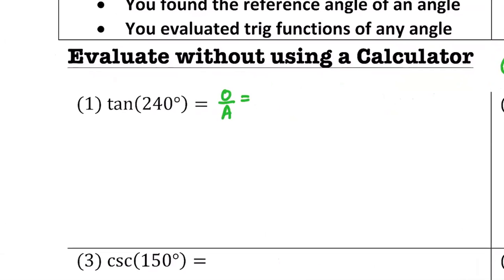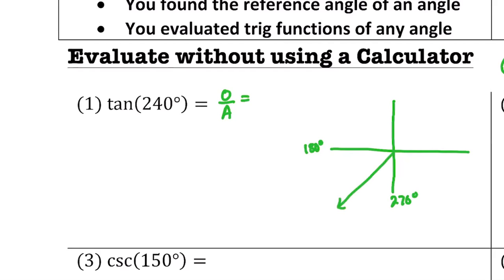So let's start by drawing a picture and seeing what we have to work with. Let's start by finding 240 degrees on my graph. So let's see, 180 I know would be halfway around, 270 would be 3/4 of the way around. So if I'm working with 240 degrees, my angle is definitely going to be in here.